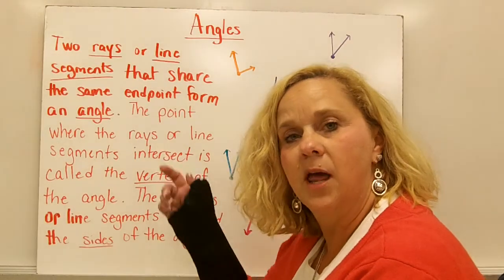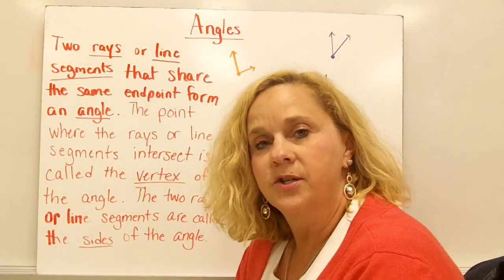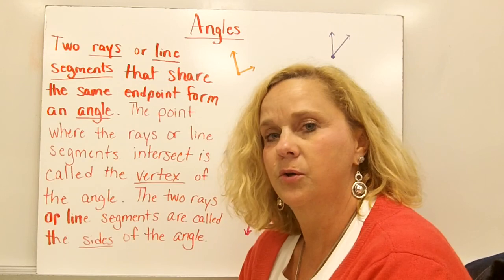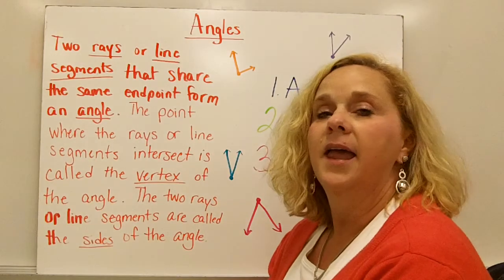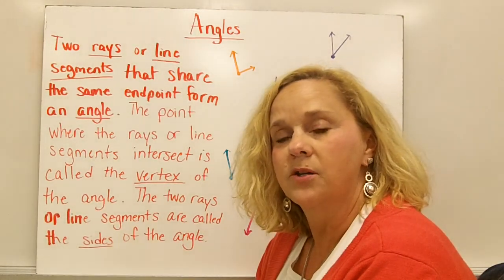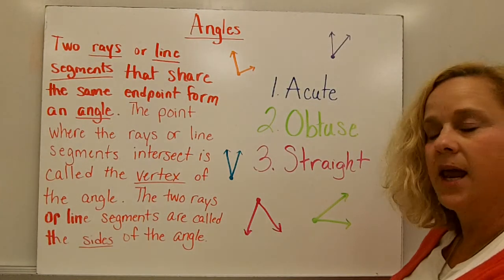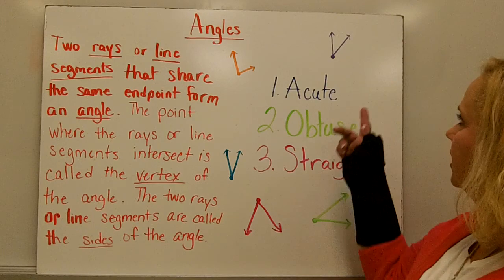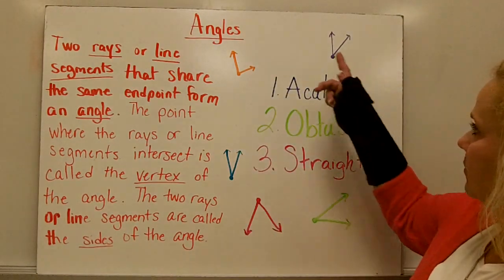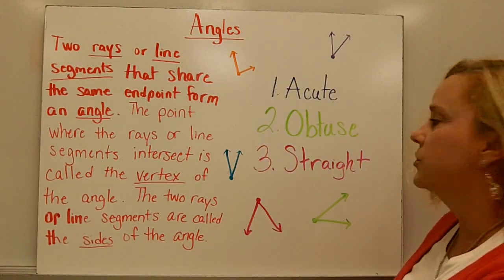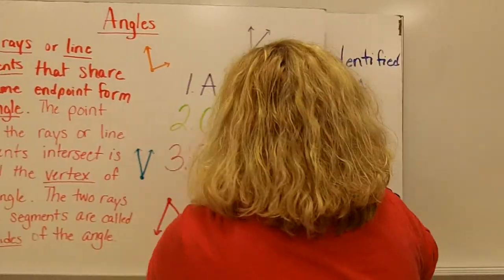So if you notice my underlined words here, those are important words that you're going to need to remember when we start to work now with angles. And there are three different kinds of angles that we're going to talk about in class. We're going to talk about acute angles, obtuse angles, and straight angles. And if you notice here, I have examples of angles around those three different types of angles.